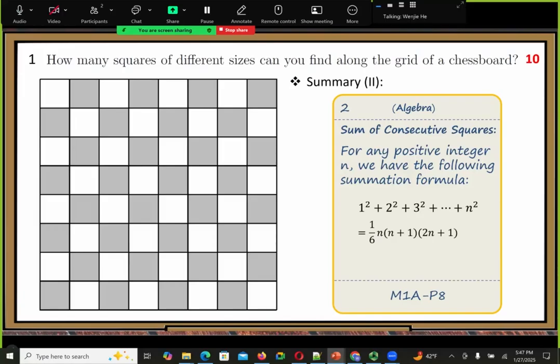Later, we may have some other questions where we need to apply this formula, but you need to do some manipulation. For example, if I ask you to calculate 2 squared plus 4 squared plus 6 squared plus ... plus (2n) squared, can you find the expression?